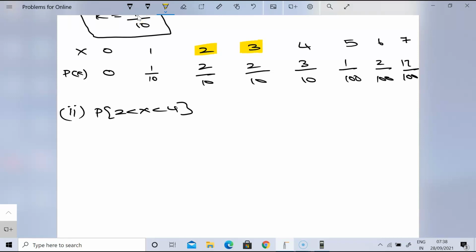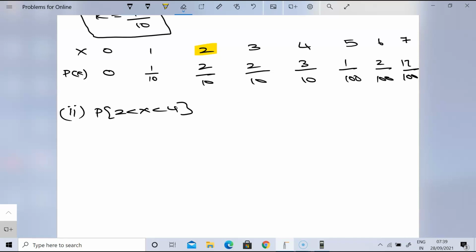It's more than 2, and between 3 and 4, but 2 and 4 are omitted. What is the number that lies between 2 and 4? It means it's only the probability of x equal to 3. Only this one lies, isn't it? We don't have any numbers more than 2 and less than 4.